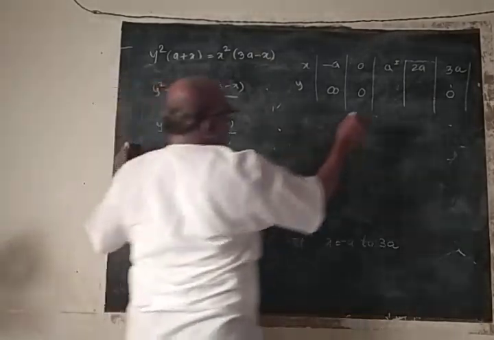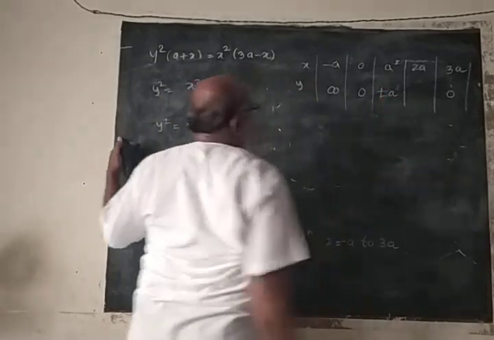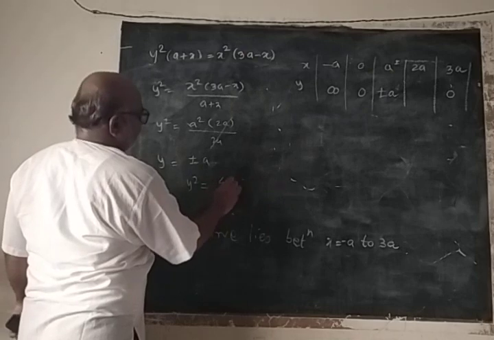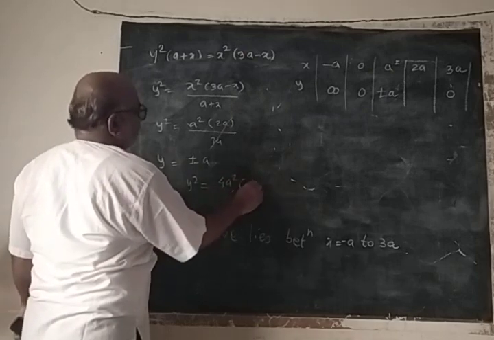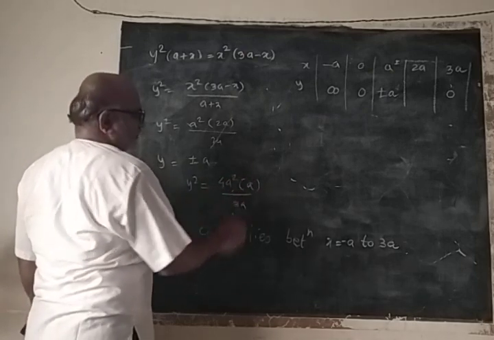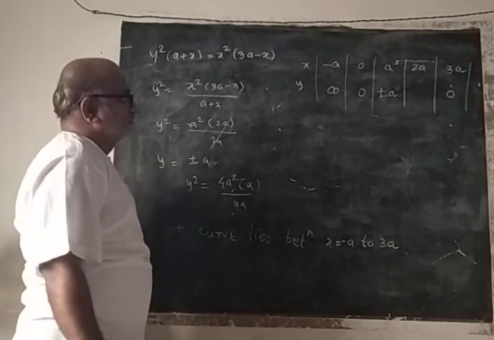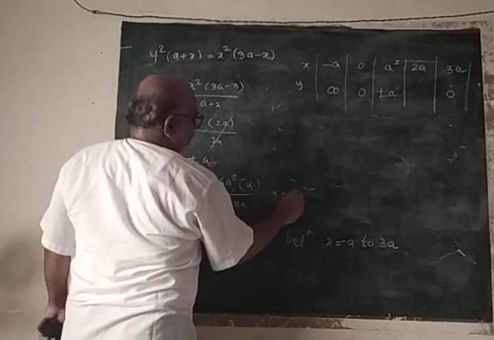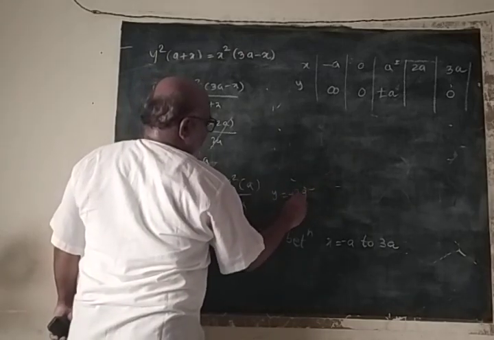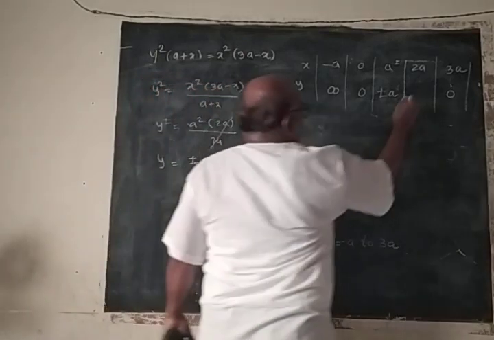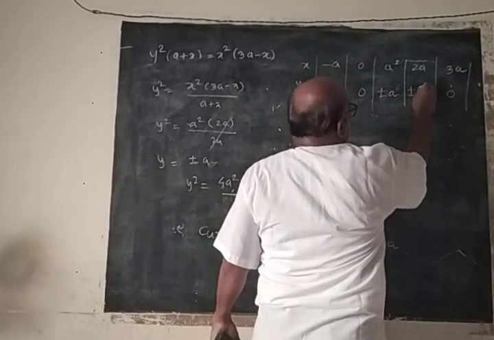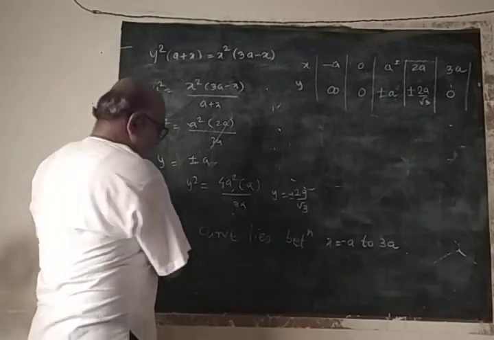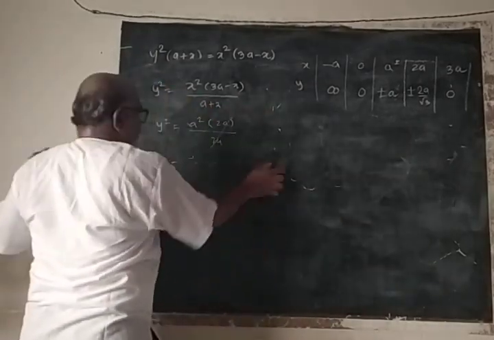What happens at x equal to 2a? Y square equal to 4a square into a divided by 3. That is, y is equal to plus or minus 2a by root 3. Now we will find the nature of the curve.